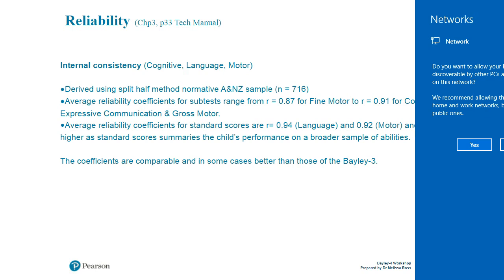Based on the normative sample of 716 children, the average correlations range from 0.87 for the motor to 0.91 for cognitive, expressive communication, and gross motor. The average reliability coefficients for standard scores are 0.94 for language and 0.92 for motor, and are higher than those for scaled scores, as standard scores summarise the child's performance on a broader sample of abilities. The coefficients are comparable and in some cases better than those of the Bayley-3.